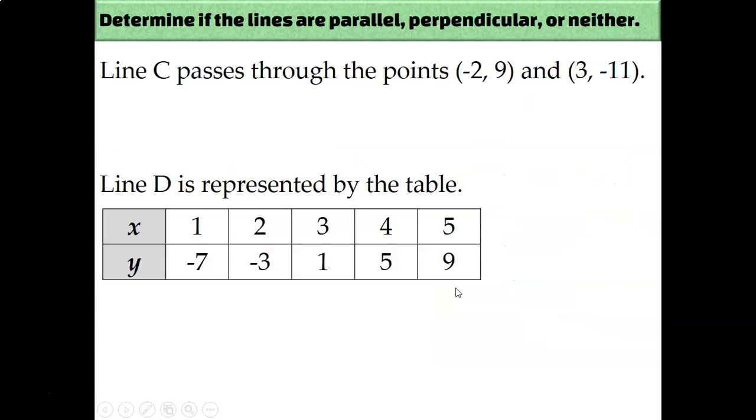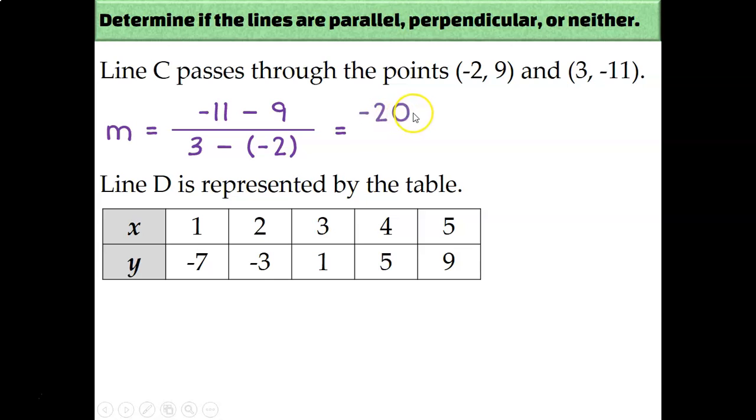Let's try another one. This time we need to use slope formula to calculate the slope of both of these lines. Line C passes between these 2 points, so you can think about this as x1, y1 and x2, y2, and we'll use that information to fill out slope formula. So on the top I have y2 minus y1, negative 11 minus 9, over x2 minus x1, so 3 minus negative 2. Really, that's a plus 2.